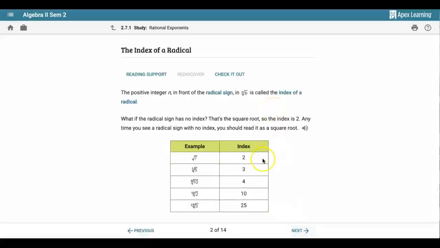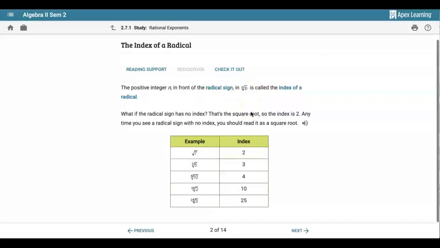All right, so we can call this positive integer in front of the radical symbol, that little n where it's the nth root, the index of a radical. The only one that doesn't have a number in front of it is obviously our square root function here. We don't write that 2, so it's assumed that if there's no number, the index is 2.